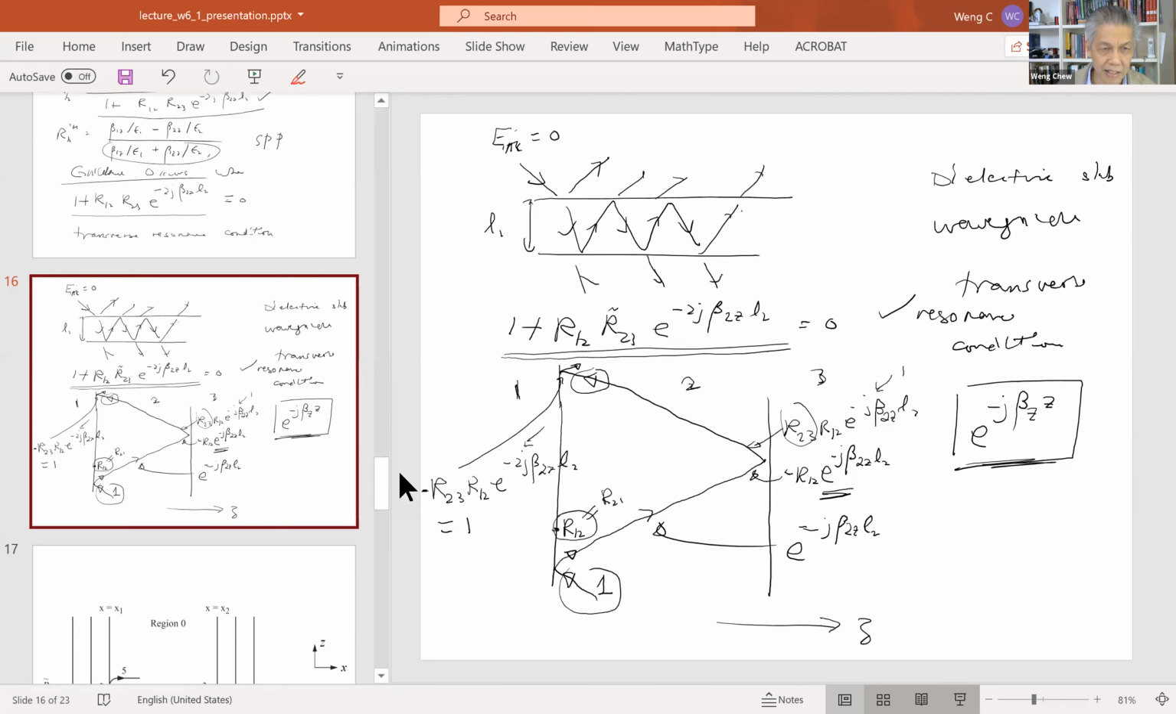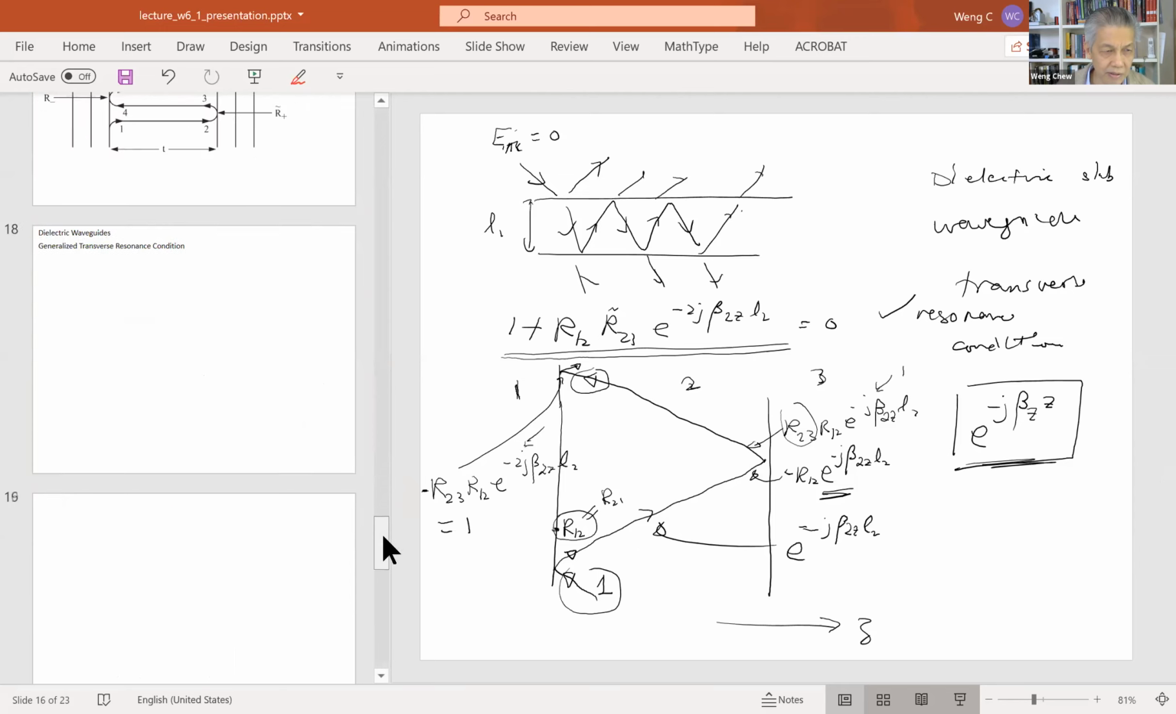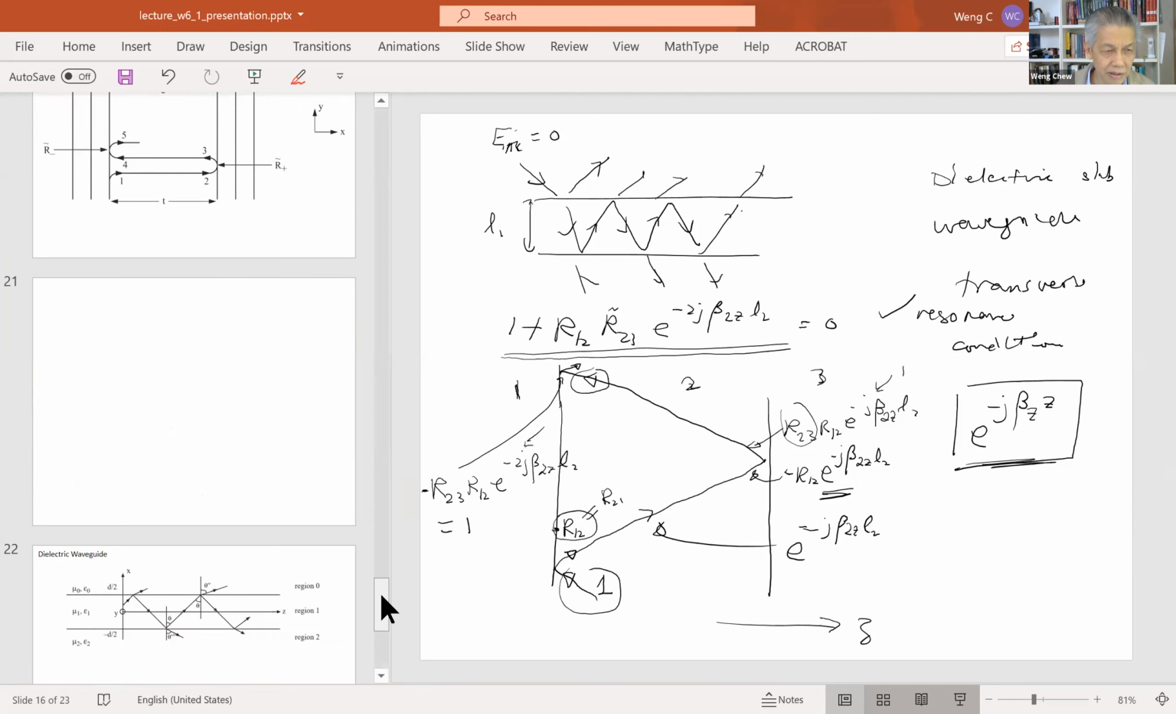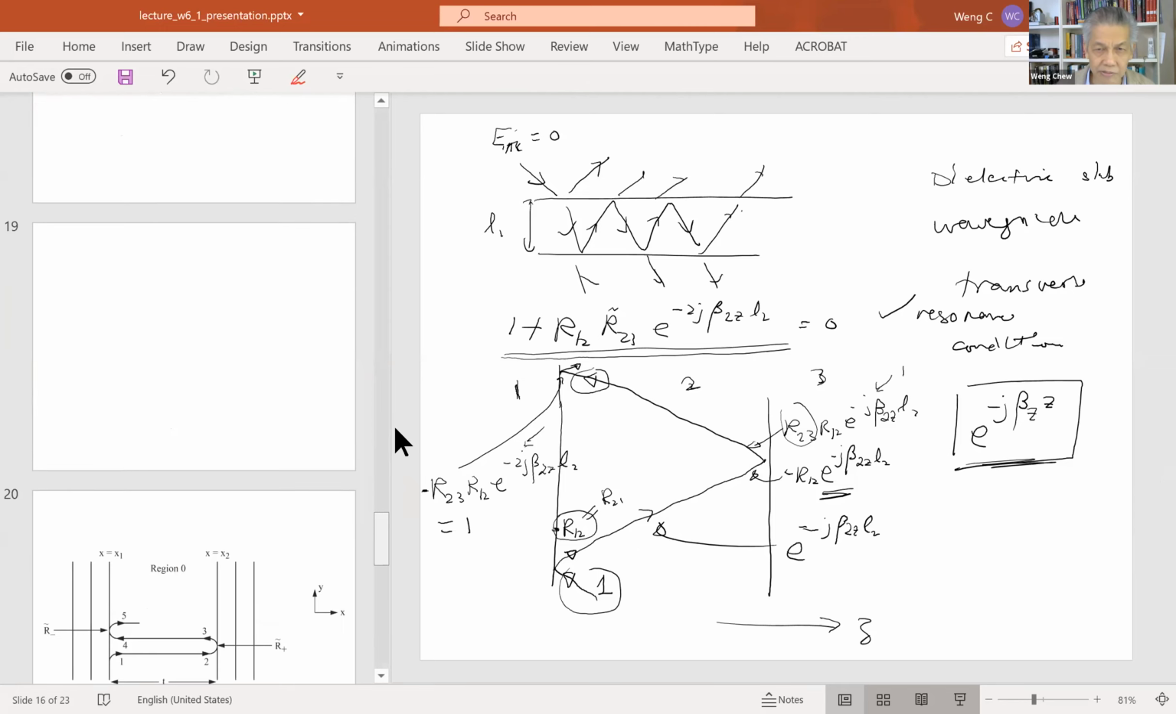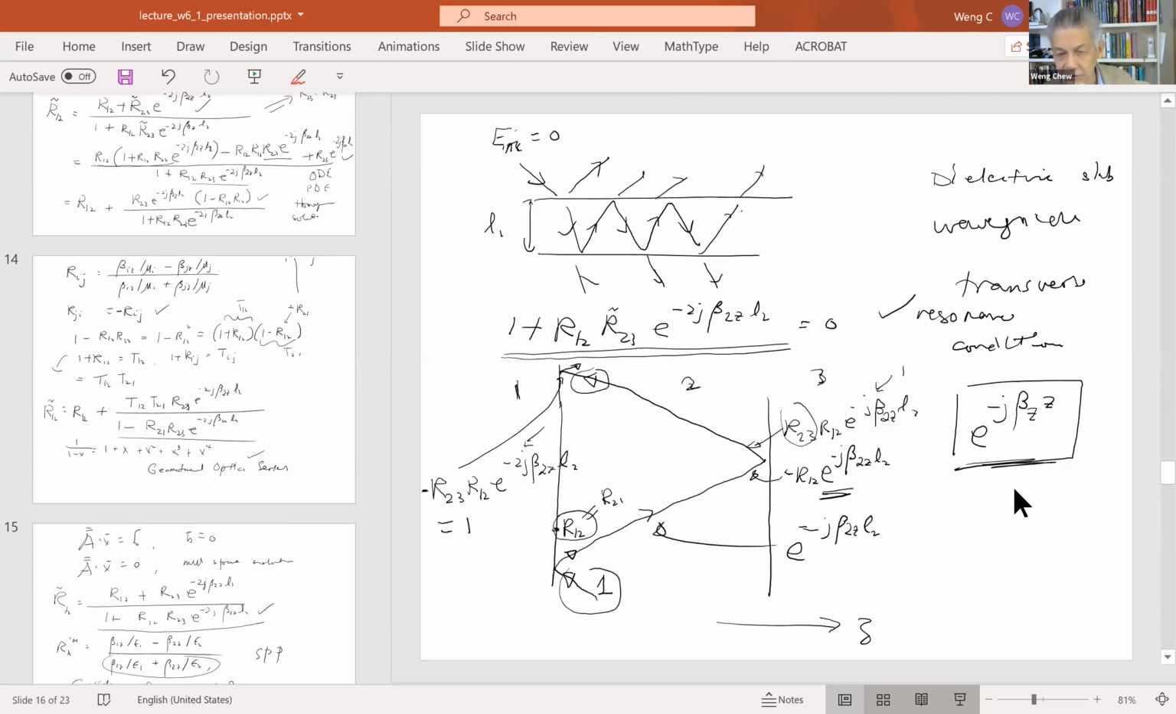Okay, and next lecture I will go into the generalized thing and talk about this in more detail, and maybe dielectric waveguides, okay? Are there any questions before I quit?